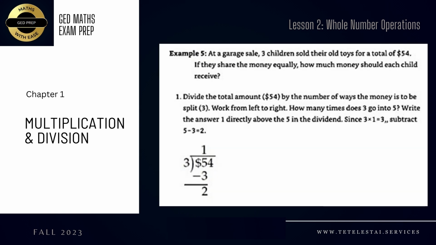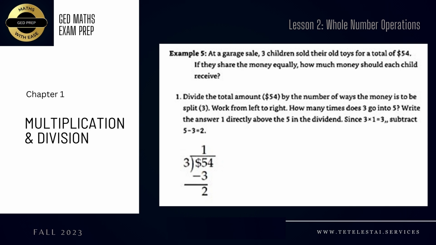Okay, so in this example, we're told that 3 children sold their toys at a garage sale for a total of $54. And we want to know how much each child should receive if they have to share the money that they made equally. So we need to split 54 3 ways, essentially. And this time you want to work from left to right. In all the examples that we've worked on so far, we've been working from right to left. But when you're dividing, you always want to work from left to right.